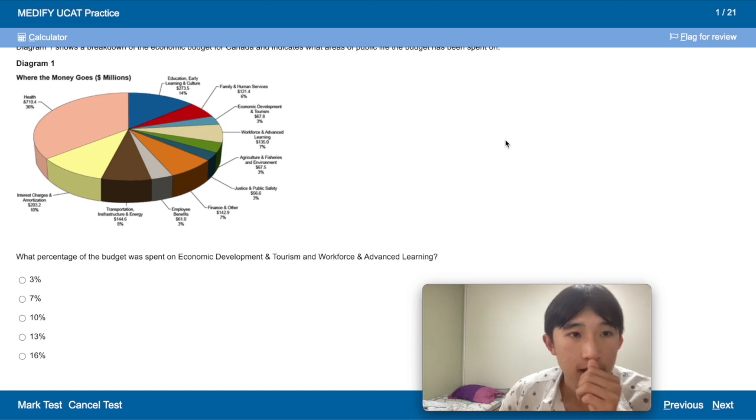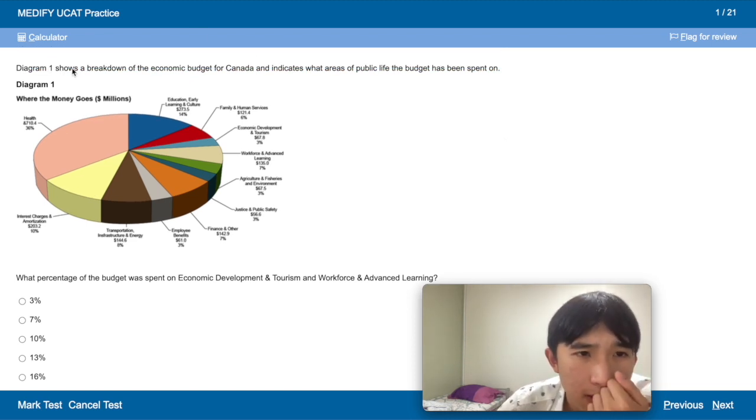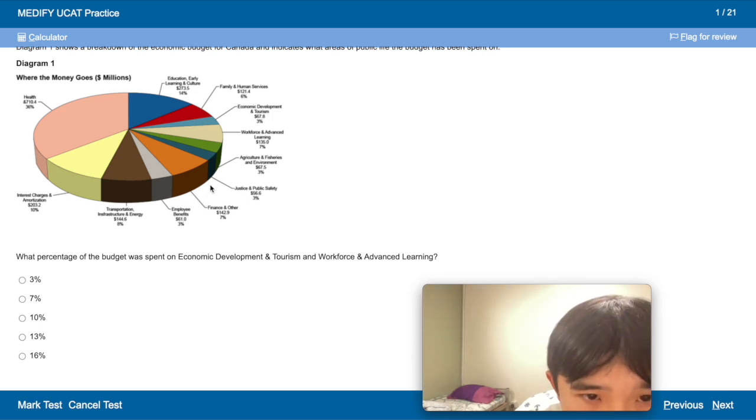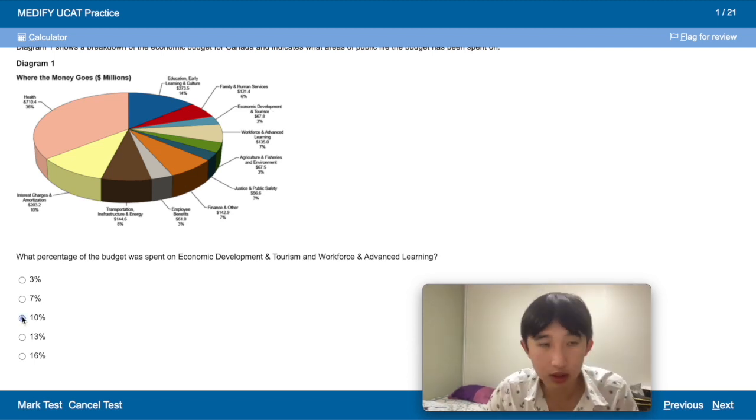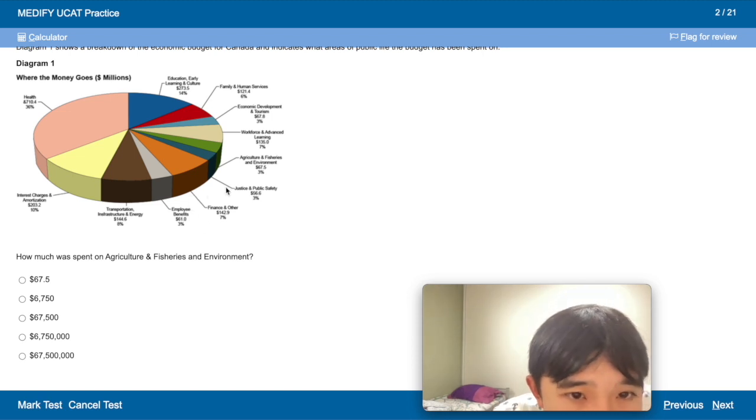Right. Diagram 1 shows a breakdown of the economic budget for Canada and indicates what areas of public life the budget has been spent on. 1% spent on economic development and tourism, and workforce and advanced learning 10%, much spent on agriculture and fisheries and environment. 67.5 million.